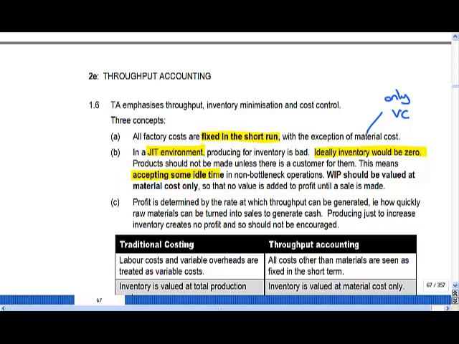Now what that means is our stock is valued at material cost only, so we're not adding any value into profit until we make a sale. By making a unit and not selling it, it's costing us as a business. So we're recognising that and only adding value when that sale is made. So our view of profit, what we call return, is actually determined by the rate at which we generate throughput. So as I said, how quickly we can turn those raw materials into sales and therefore get some cash in return.